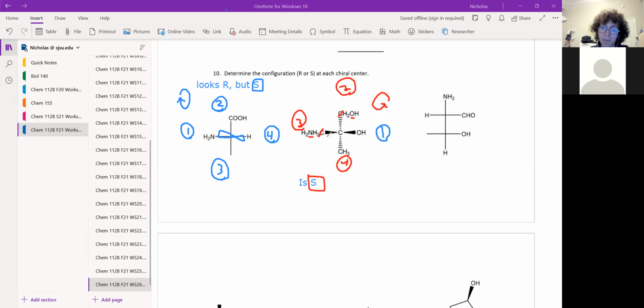But there are cases where a Fischer projection has number 4 not on a horizontal line, so then you don't have to flip it. So just make sure to pay attention to the structure.